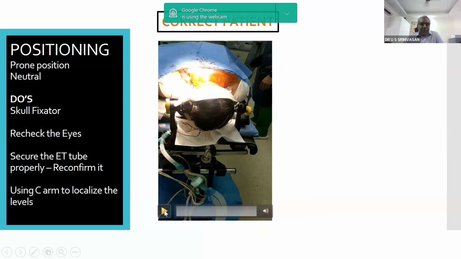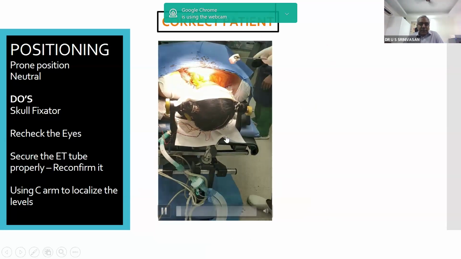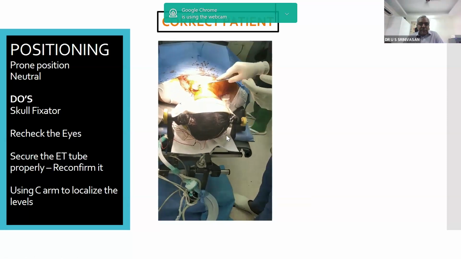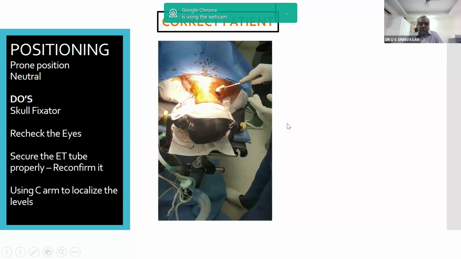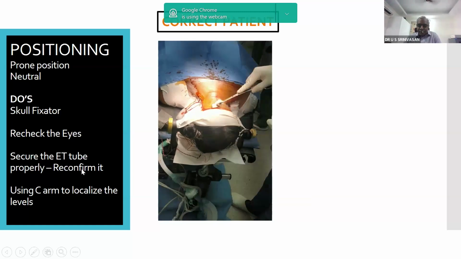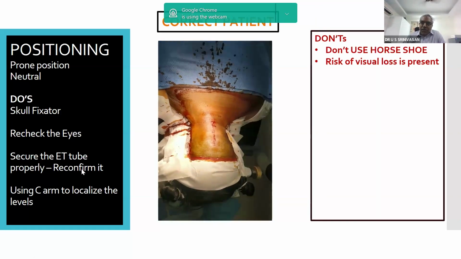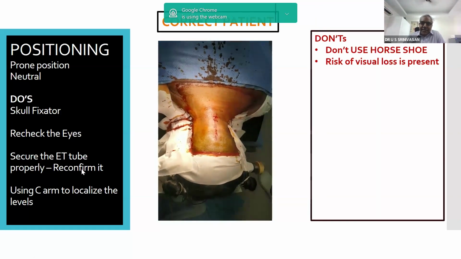Positioning in this prone position, neutral position, and I always use skull fixators. Please check that, it's most important. Secure the endotracheal tube properly, reconfirm it repeatedly. What I suggest is don't use the horseshoe because there is a risk of visual loss. This occurred in one of my cases, partial visual loss in the 5th or 6th case. Why? Because while using the drill system, there was compression from the posterior and anterior. Even though I took all care, luckily I escaped. So please don't use the horseshoe. Always use 3-point skull fixators, whether Sugita or Mayfield.